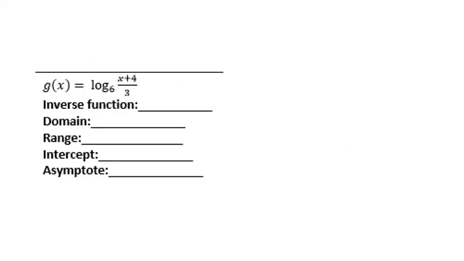You can pause the video and try this one yourself if you would like to. So if we have this function, we want to write it in a friendly format first. So y equals log base 6 of x plus 4 over 3. We're going to switch the y and the x, so it's going to become x equals log base 6 of y plus 4 over 3.